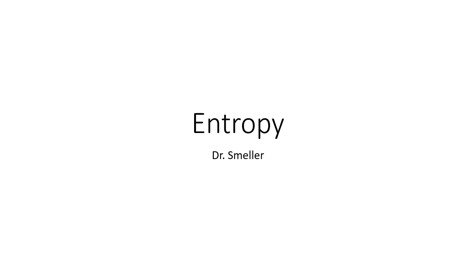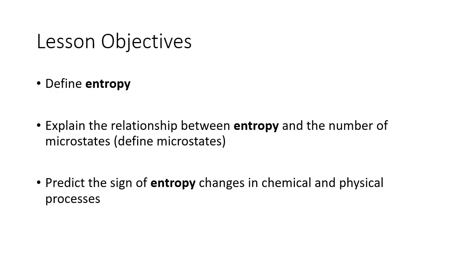Continuing our minor foray into chapter 16, we're going to start the topic of entropy. So, first thing we're going to do is define entropy. We will explain the relationship between entropy and the number of microstates, which will also require that we define the number of microstates. And we will predict the sign of entropy changes in chemical and physical processes.